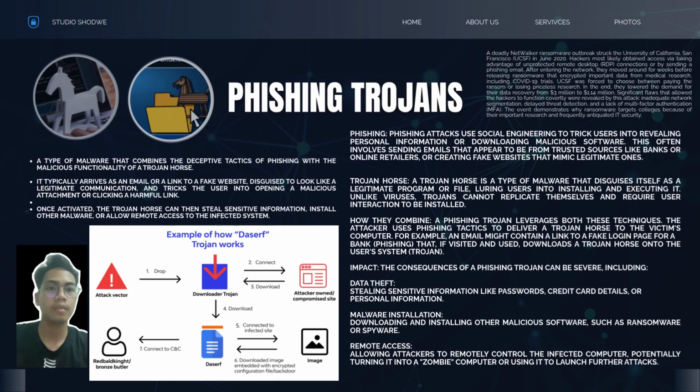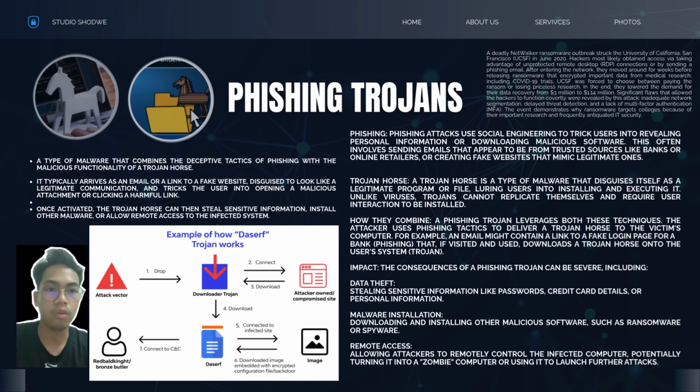What is a phishing Trojan? Phishing Trojans are a type of malware that use deceptive attack tactics like fake emails or websites to trick users into downloading malicious software. Once a user clicks the link or attachment, the Trojan horse activates, stealing information, installing other malware, or allowing remote control access to the system.